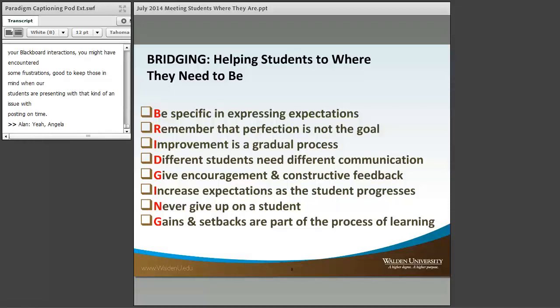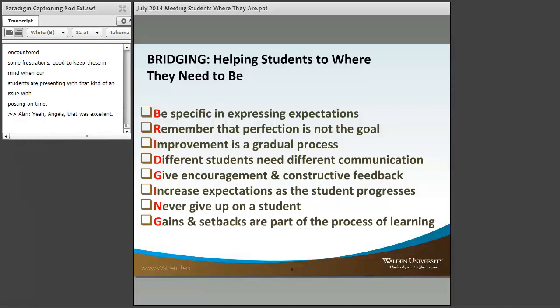Angela, that was excellent, and especially in their first two courses. Once they start going down the line and getting into the third and fourth one, we have higher expectations for them with the technology, I would think.